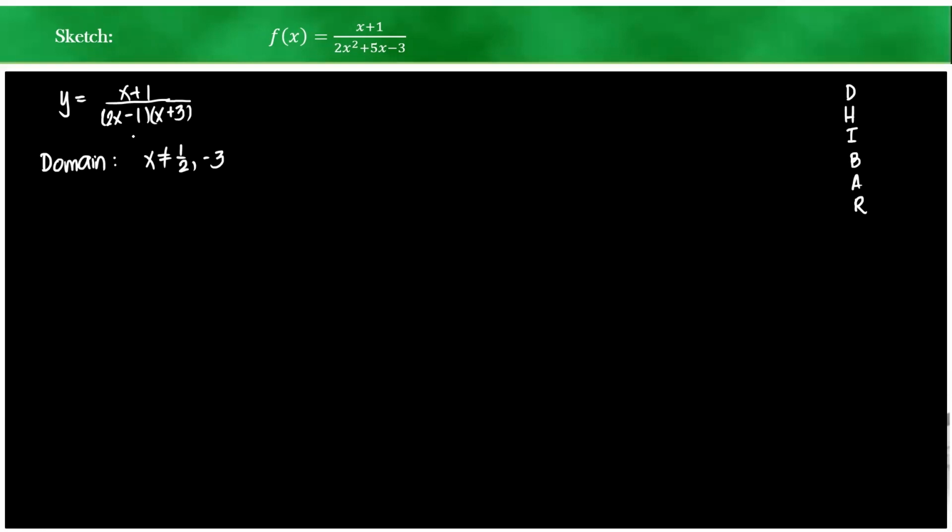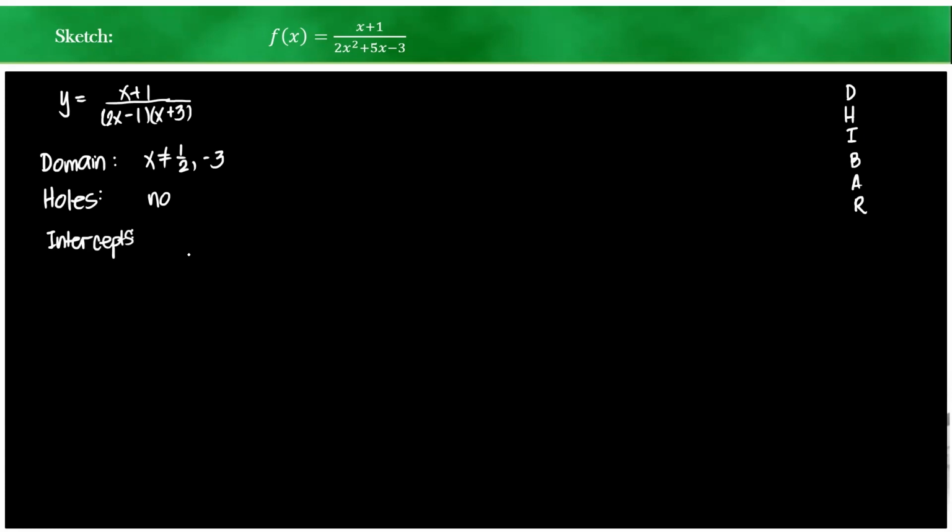Because for the domain, look at the denominator. The denominator becomes 0 when x is 1/2, also when x is -3. Right, we cannot have zeros in the denominator? Okay? Now, D bar, so holes. Is there anything that canceled out? There's none. So there's no holes. What's I? I stands for intercepts.